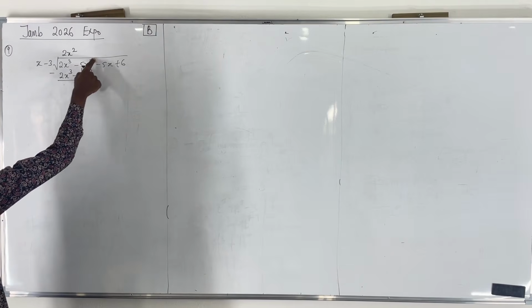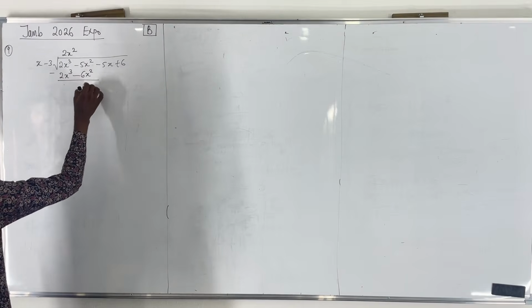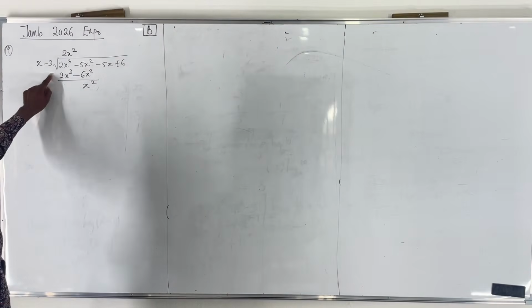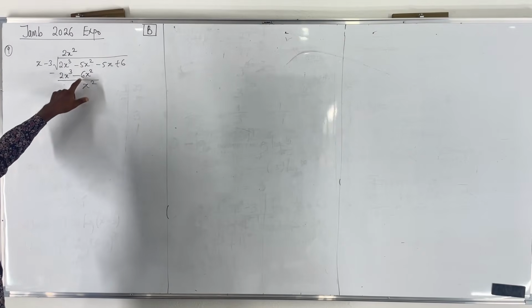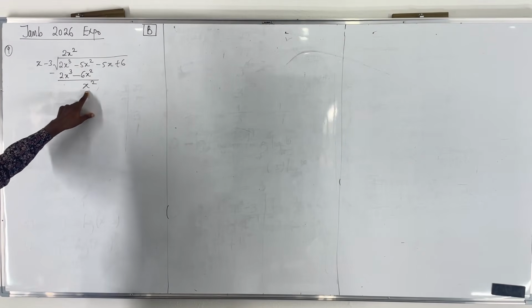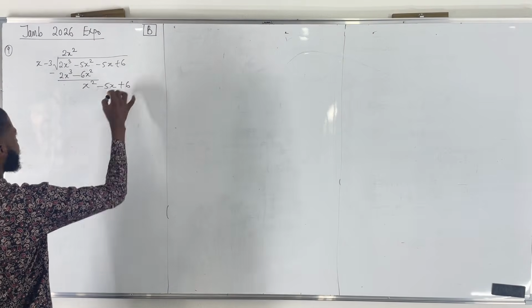Minus 5x squared minus minus 6x squared is x squared, because the minus here is plus. So minus 5x squared plus 6x squared will just give us x squared. Then let's bring this guy down. Minus 5x and plus 6.